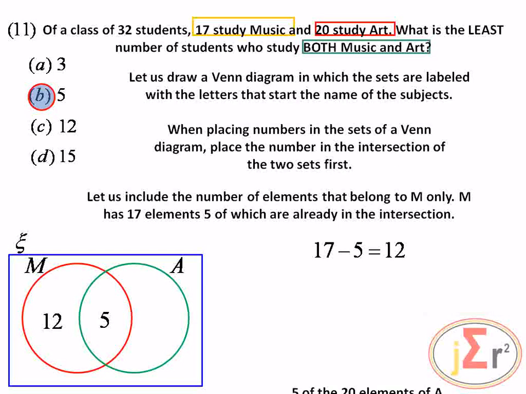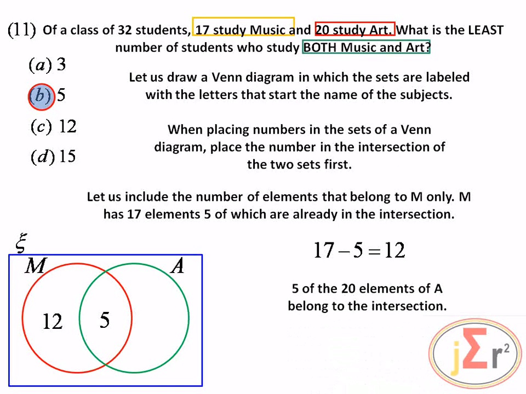20 study art. 5 of the 20 elements of A belong to the intersection, just like we have done a second or two ago. So 15 will be placed there because in all we have 20, and 5 is already in the intersection.